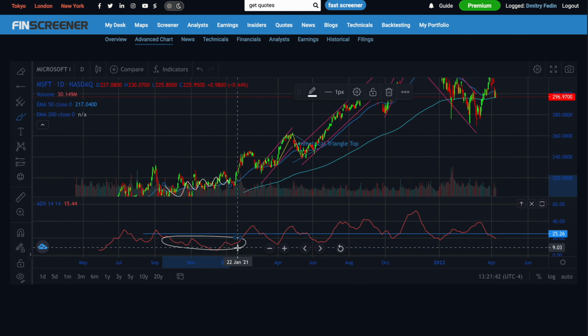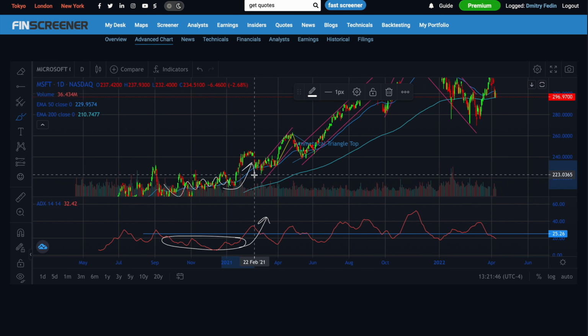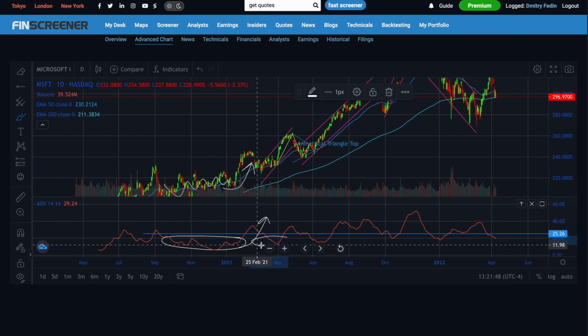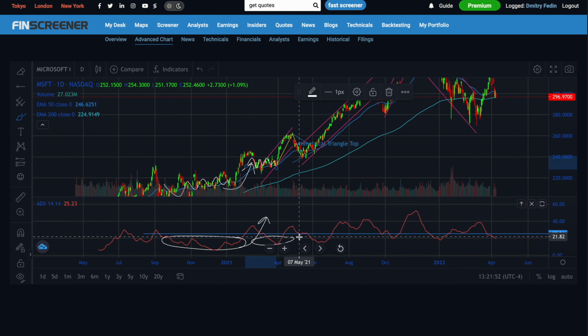The direction of the ADX line is important for reading trend strength. When the ADX line is rising, trend strength is increasing, and the price moves in the direction of the trend. When the line is falling, trend strength is decreasing, and the price enters a period of retracement or consolidation.